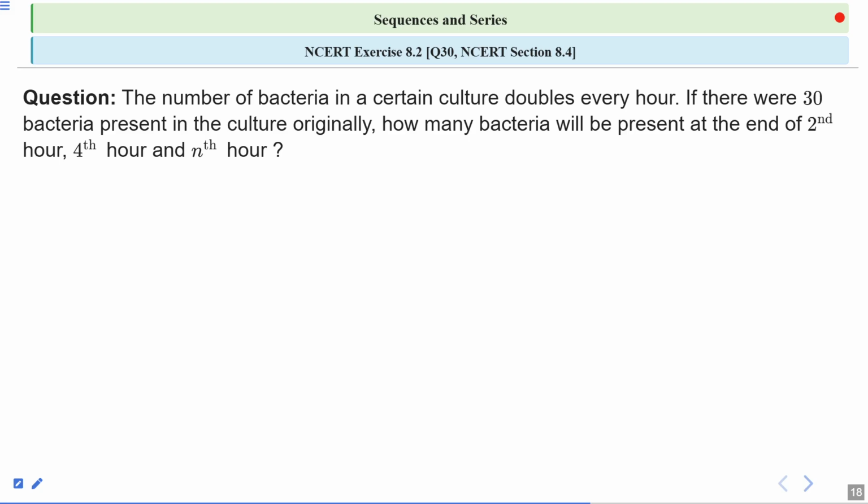Okay, so we have the given condition: the number of bacteria in a certain culture doubles every hour. And there were 30 bacteria present in the culture originally, and we have to find how many bacteria will be present at the end of second hour, fourth hour and nth hour. So students, first of all try it yourself and then see the solution. You have 50 seconds to solve this problem, and after 50 seconds we will provide the solution.